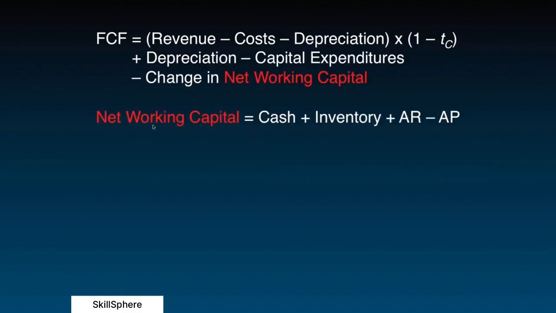Now, on to net working capital. Recall, net working capital is cash plus inventory plus accounts receivable minus accounts payable. Okay. Let's go after each component here.